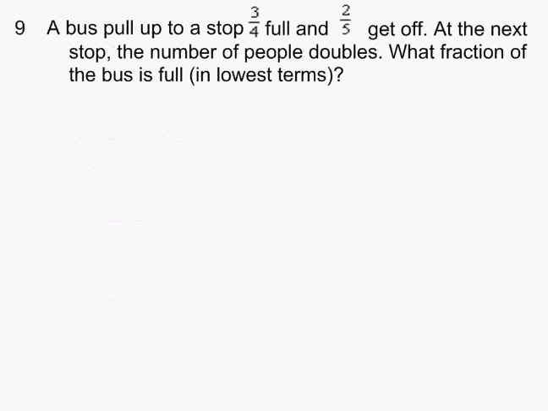Question 9 says a bus pulls up to a stop 3/4 full and 2/5 get off. At the next stop, the number of people doubles. What fraction of the bus is full in the lowest terms? So if 3/4 of the bus was full and 2/5 get off, that's really a subtraction. I'm going to use 20 as my common denominator.